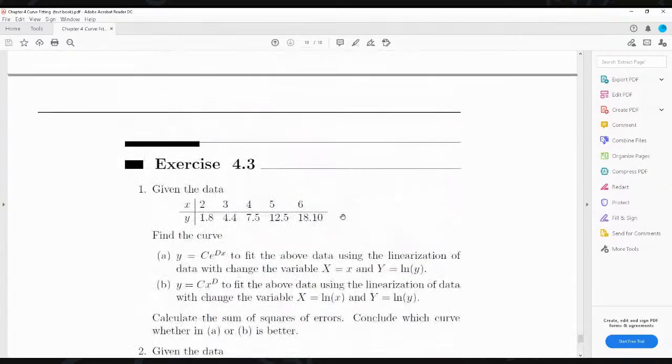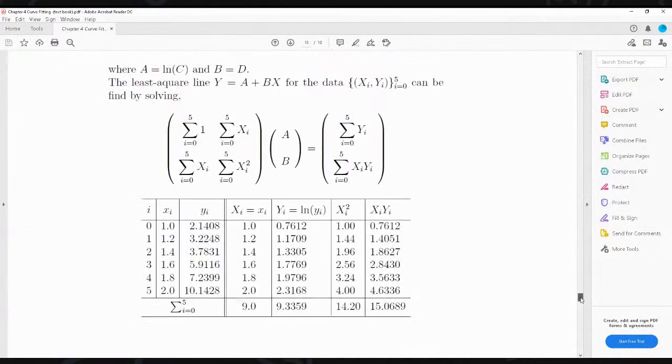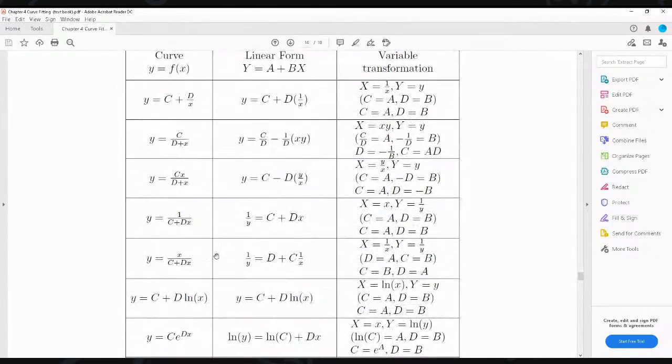Don't worry. Actually, we gave you a table here, so no need to remember. At least you know how to find it. For y equal to 1 over c plus dx, what should you do? You can find 1 over y equal to c plus dx, where big Y is 1 over y, a is c, and b is d. So this one is a challenge for you. You can do it.